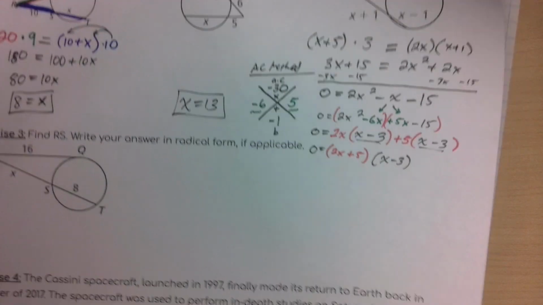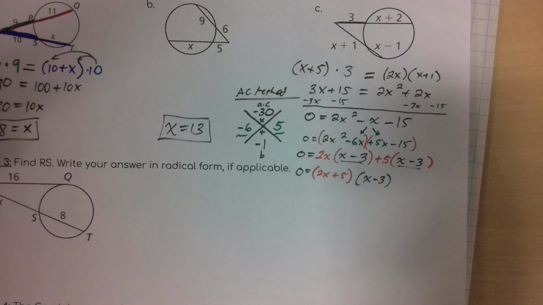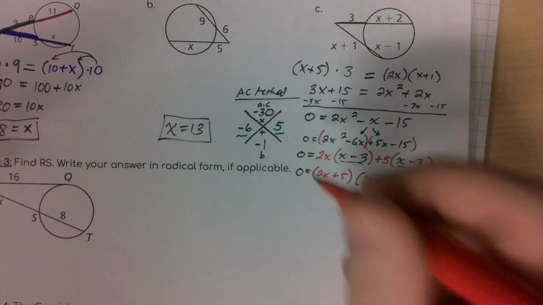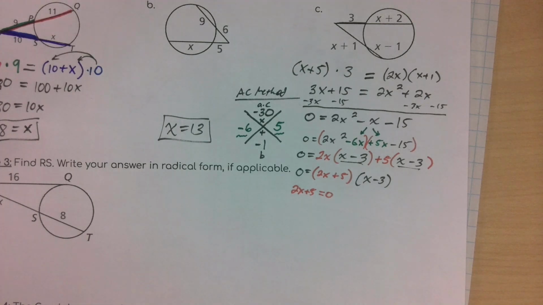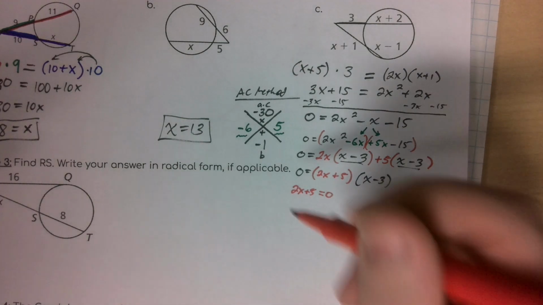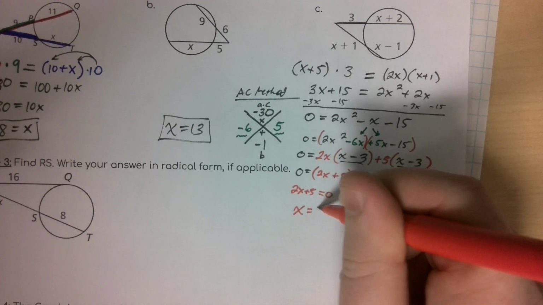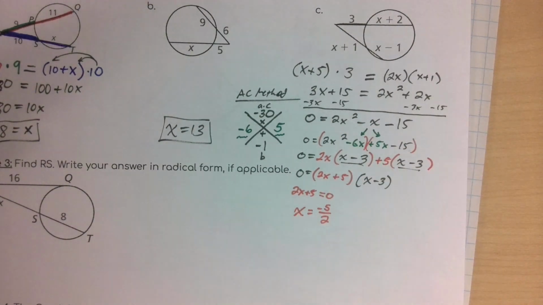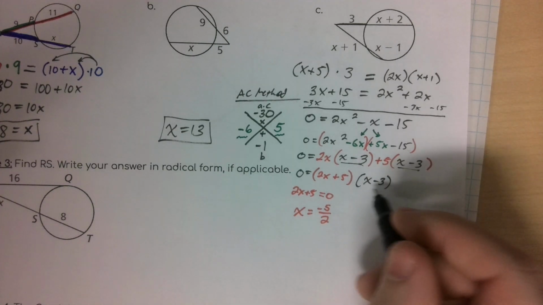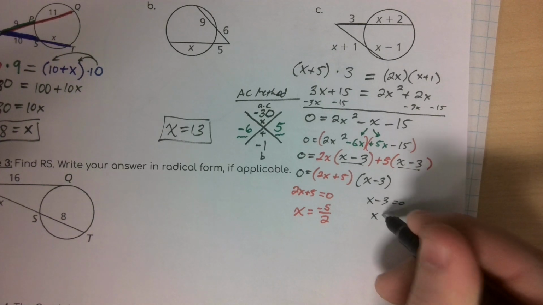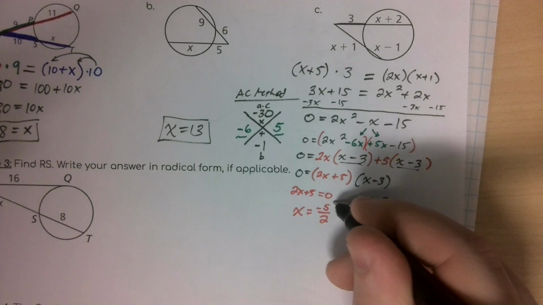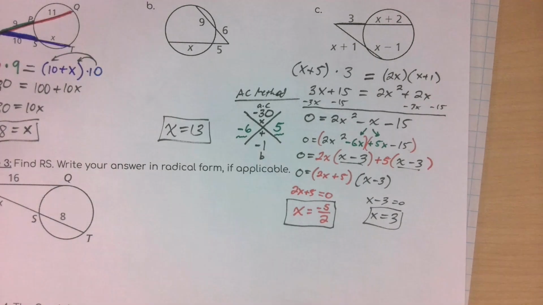To simplify this, or to solve for x, I should say, set each factor equal to 0. We say that 2x plus 5 equals 0, and we see what we have when we actually solve that. I'll let you know right off the gate, we'll end up with x equaling negative 5 halves. And over here, x minus 3 would just give us 3. So these are the theoretical two answers for part C.